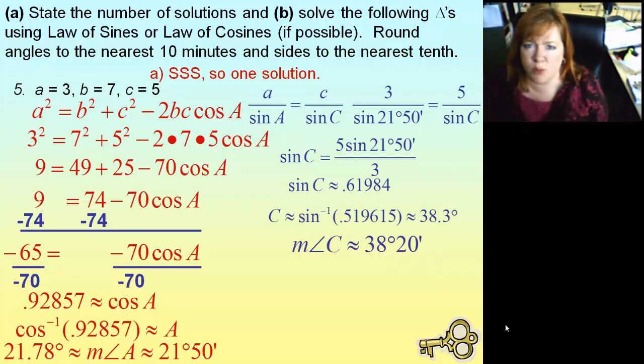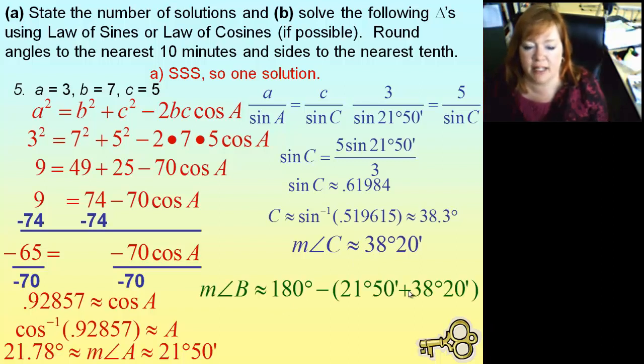So once you get to this point, what you'll do is you will add angle A and angle C together and subtract them from 180 to get angle B. So if you add those together and subtract from 180, you should get measure of angle B equals approximately 119 degrees 50 minutes.